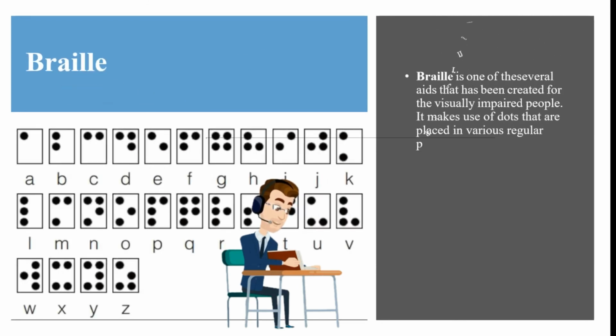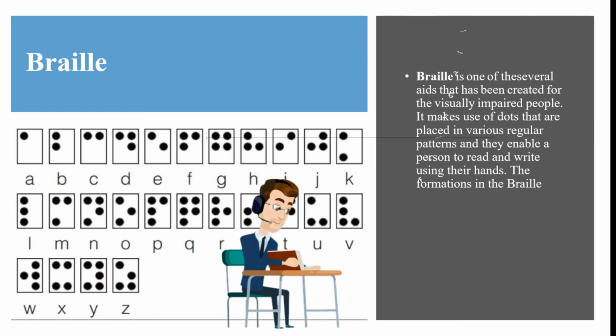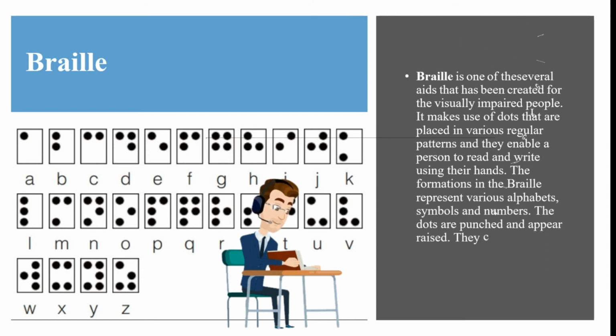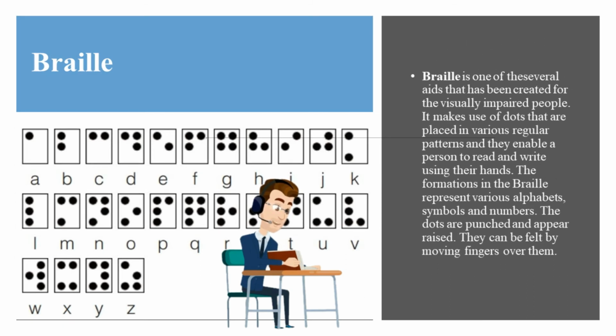It makes use of dots that are placed in various regular patterns and they enable a person to read and write using their hands. The formations in Braille represent various alphabets, symbols and numbers. The dots are punched and appear raised. They can be felt by moving fingers over them.